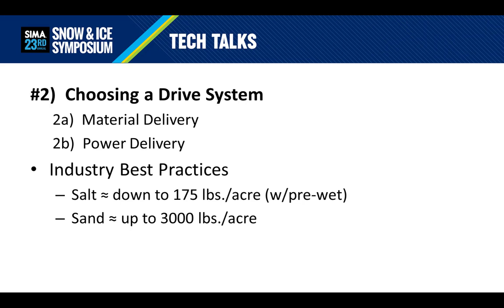If sand or a sand-salt mix is the main material to be used, you probably are in more of a rural area where the main focus is traction. Industry best practices using sand suggest you need up to 3,000 pounds per acre for good traction. Fun fact, did you know it only takes 18 vehicles to carry away material and diminish the traction benefits of sand?